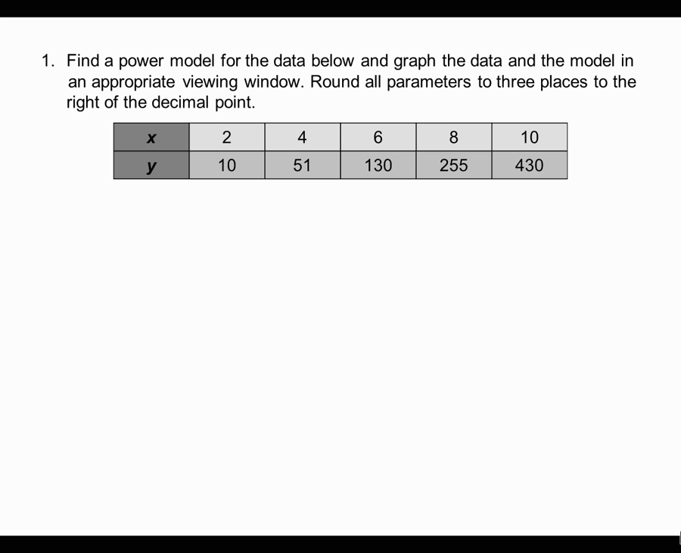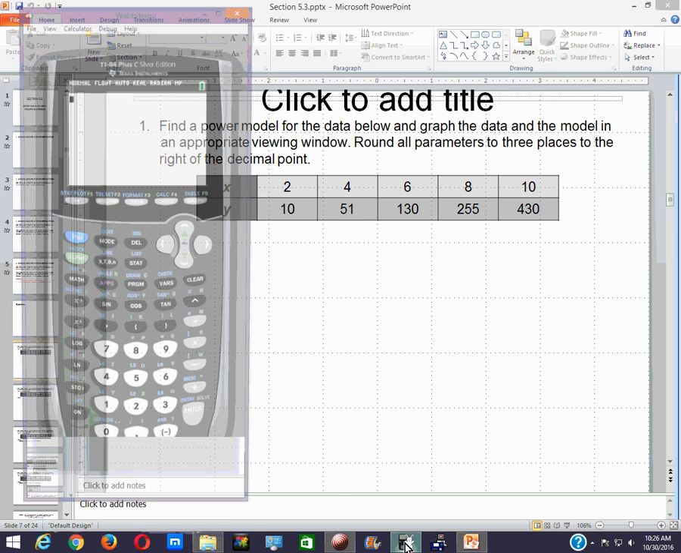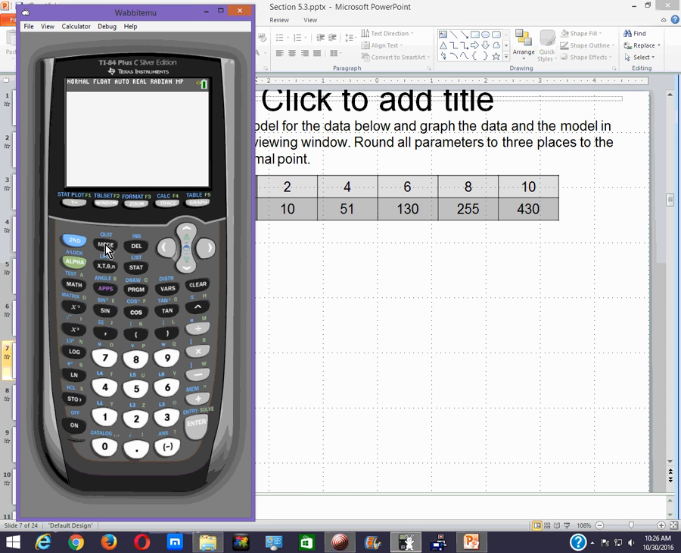So, some examples. Number 1 says, find a power model for the data below and graph the data and the model in an appropriate viewing window. Round all parameters to 3 places to the right of the decimal point. So let's go ahead and set up our calculator here. Let's turn it on and set our mode float to 3, enter.